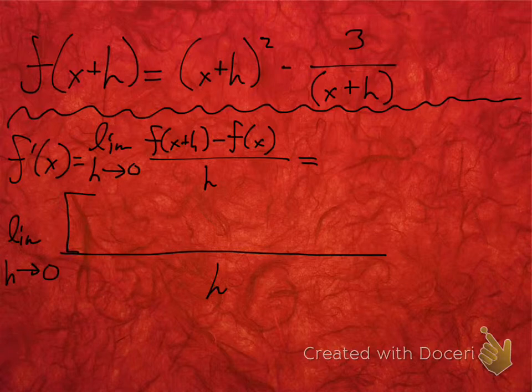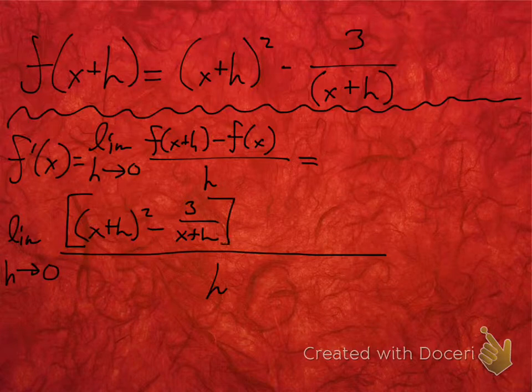And now we're going to really need some serious bracketing on the top here. So we're going to have the limit as h approaches 0 of x plus h squared, minus 3 over x plus h, minus, now we've closed those brackets and we're going to open some new parentheses on the right hand side of this difference, minus x squared minus 3 over x.